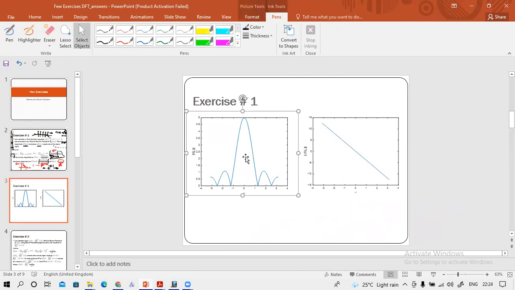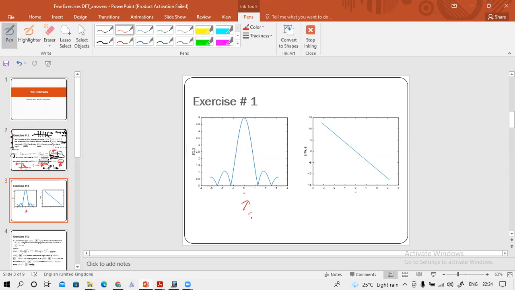This is a sine square type plot, and you can see that this is a y equal to -4x type function.